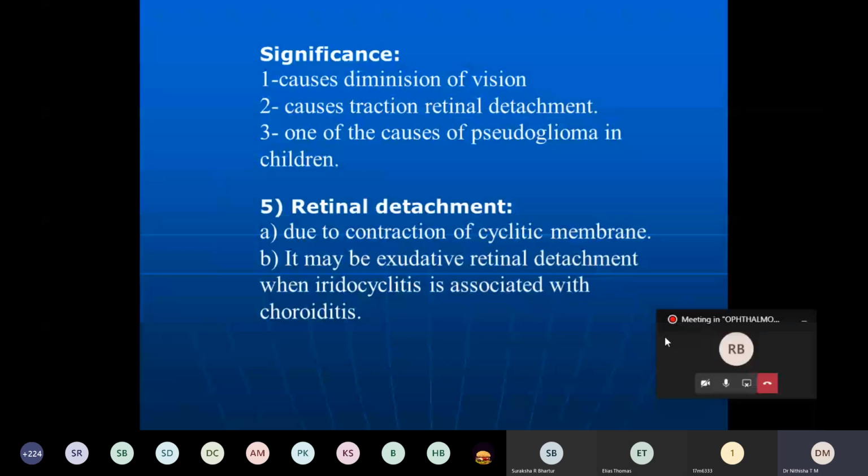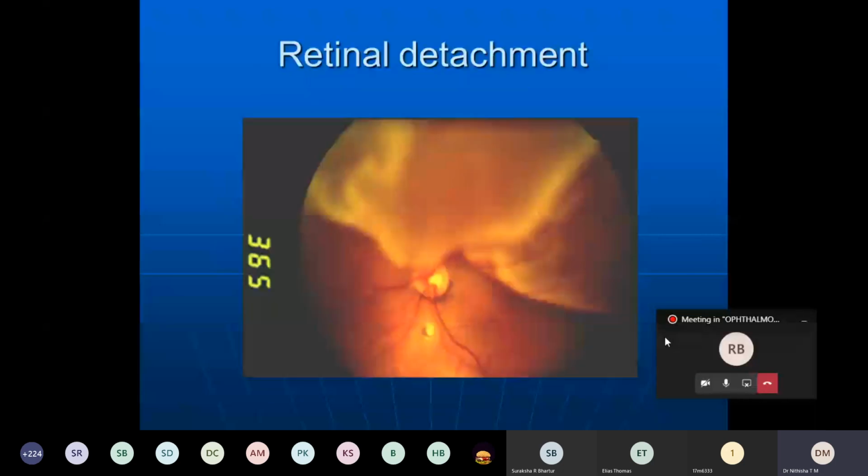So this is the picture of a retinal detachment. Inferiorly, the normal retina, you can see the optic disc with vessels. Above, the retina is not clear. There is a lot of fluid accumulation along with some white lines, which indicates a type of retinal detachment. It is a fresh retinal detachment.